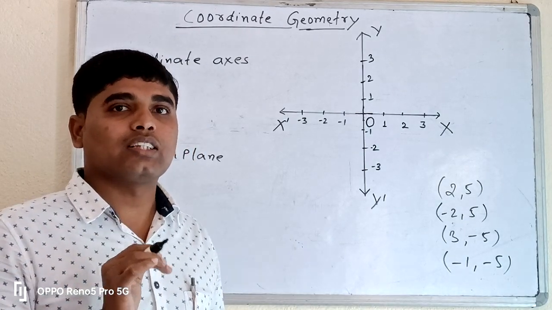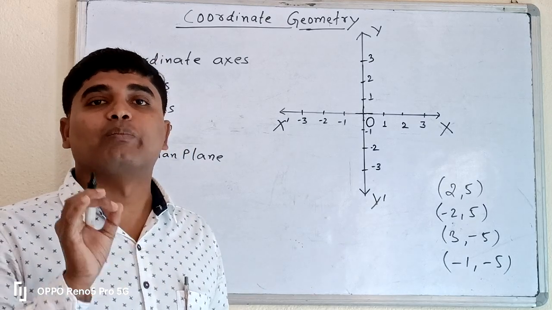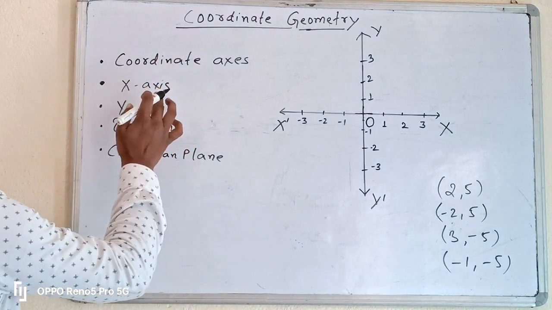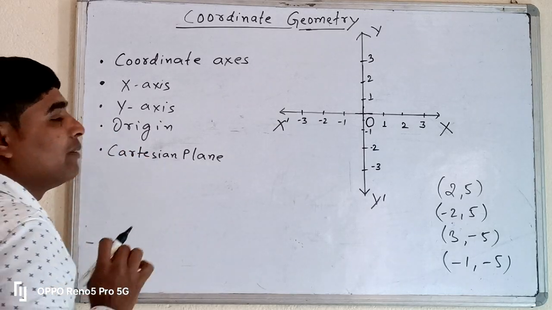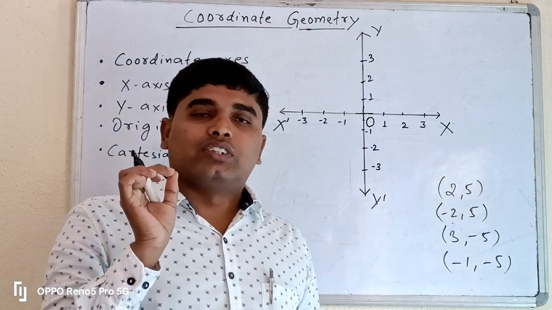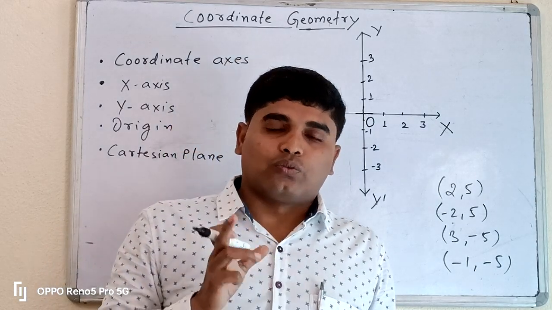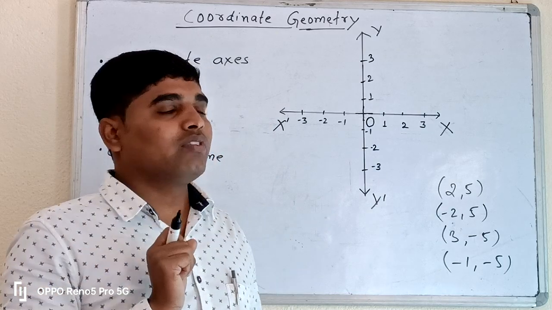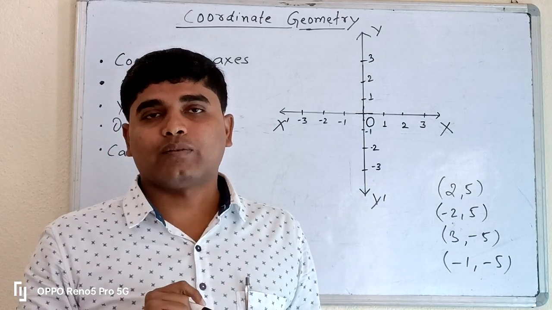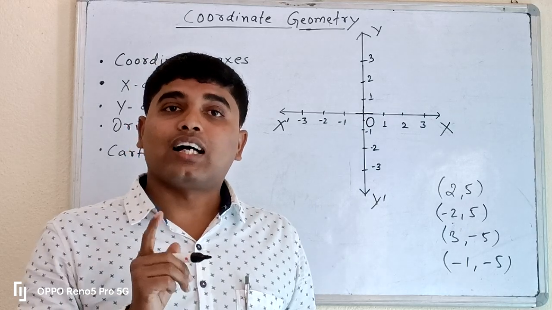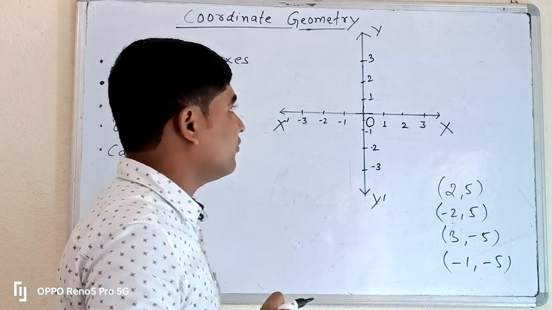Before discussing it in detail, we need some terms defined here: coordinate axis, x-axis, y-axis, origin, and Cartesian plane. These are the important terms of coordinate geometry. One thing I would like to inform you: coordinate geometry deals only with the graph paper where two straight lines are mutually perpendicular.